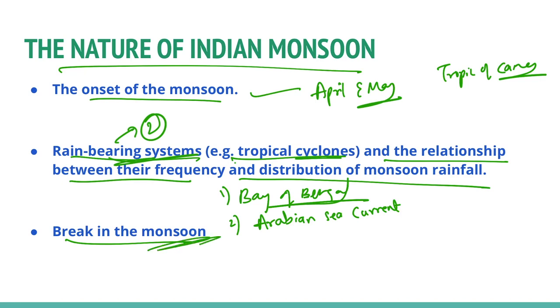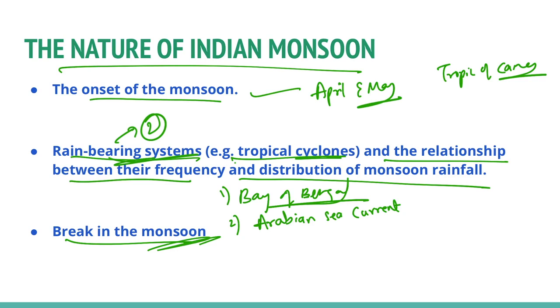Break in the monsoon. During the southwest monsoon period, after having rains for a few days, if rain fails to occur for one or more weeks, it is known as a break in the monsoon. These dry spells are quite common during the rainy season. And these breaks in different regions are due to different reasons.